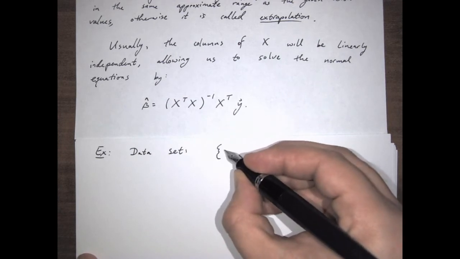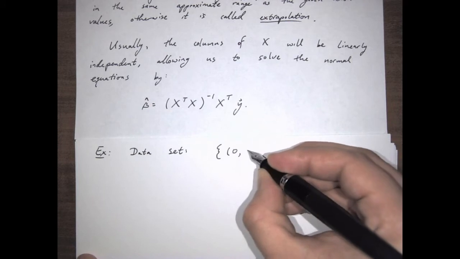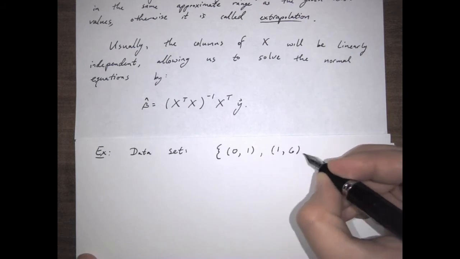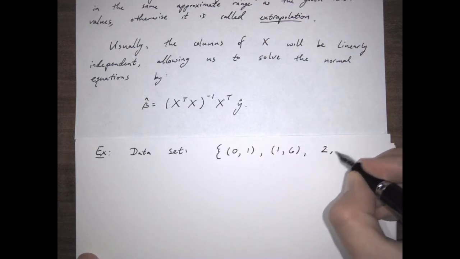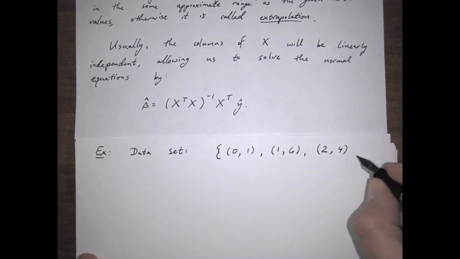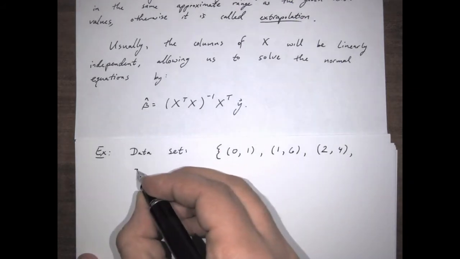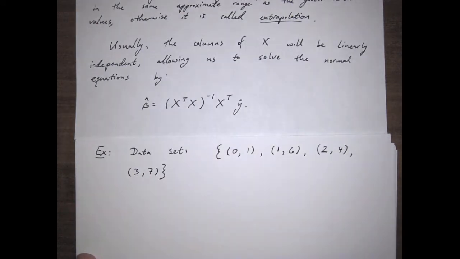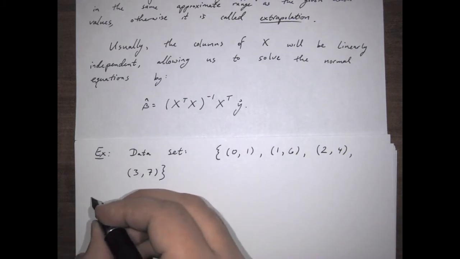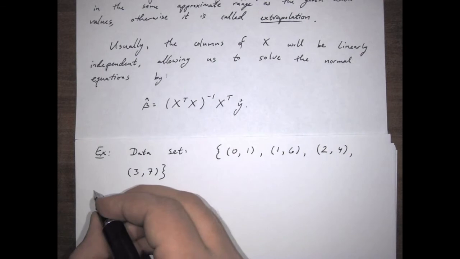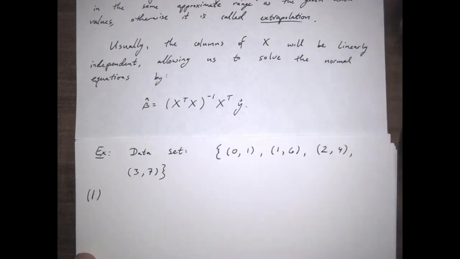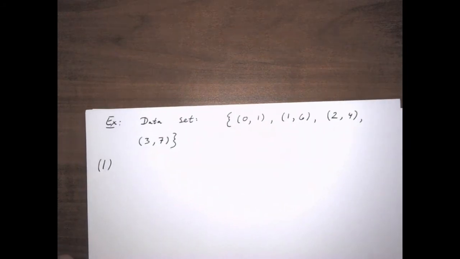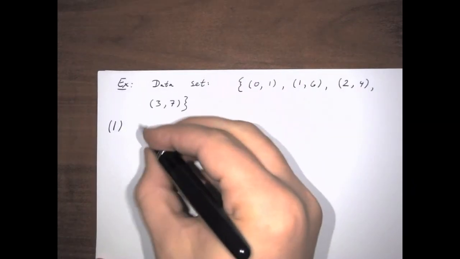I'm going to take 4 points: (0, 1), (1, 6), (2, 4), and (3, 7). That's our data set, and we're going to subject it to various amounts of analysis here. So first off, what we're going to do is we are going to try to find a least squares line through this data set.